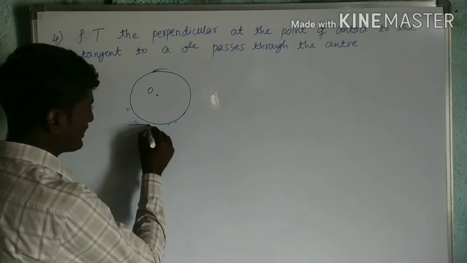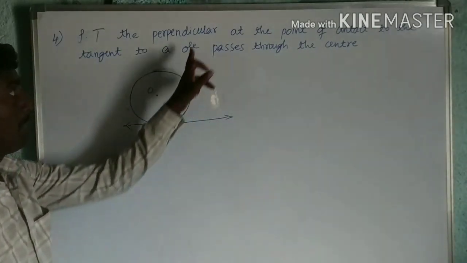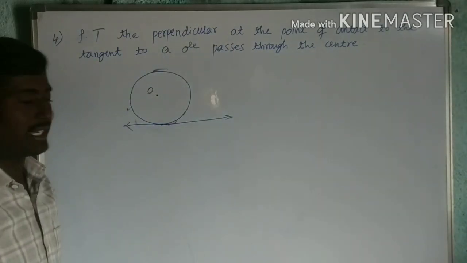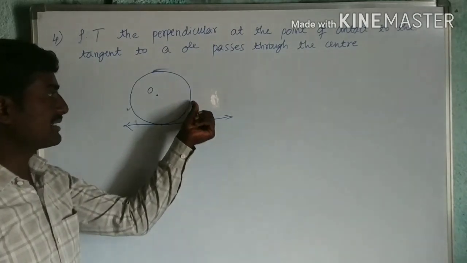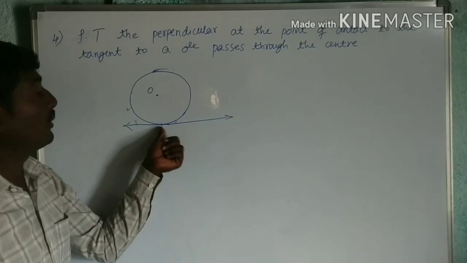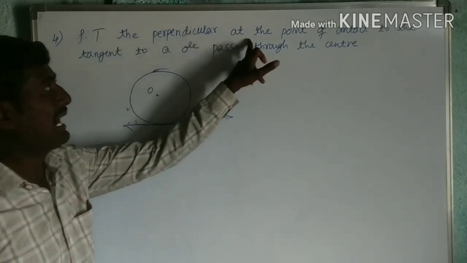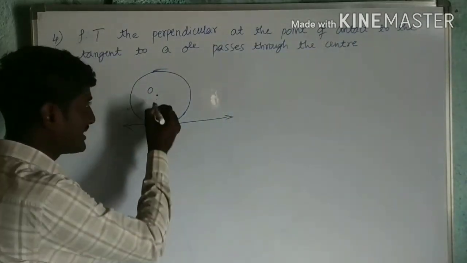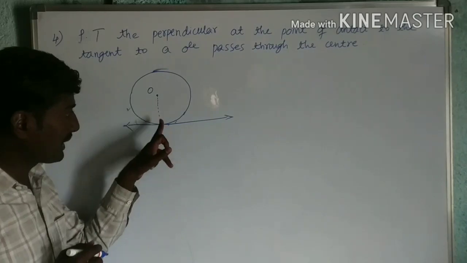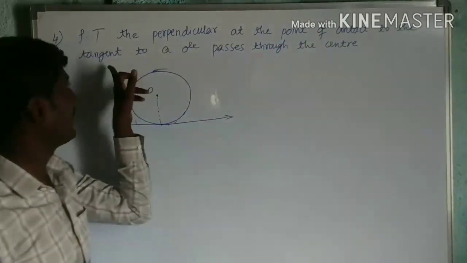So this is the tangent. Perpendicular at the point of contact. This is the point of contact. It means the tangent and the circle touch each other. So this is the point of contact. What we have to prove? Prove that the perpendicular at the point of contact. This is the perpendicular at the point of contact to the tangent.